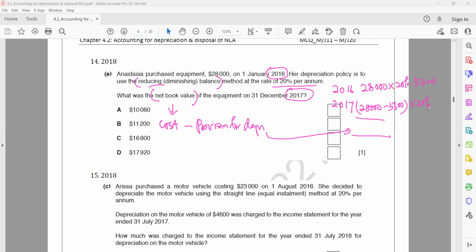So we get 28,000 minus 5,006 times 20%. So this one is 4,480. So total, we get 10,000. Your cost, so calculate the net.